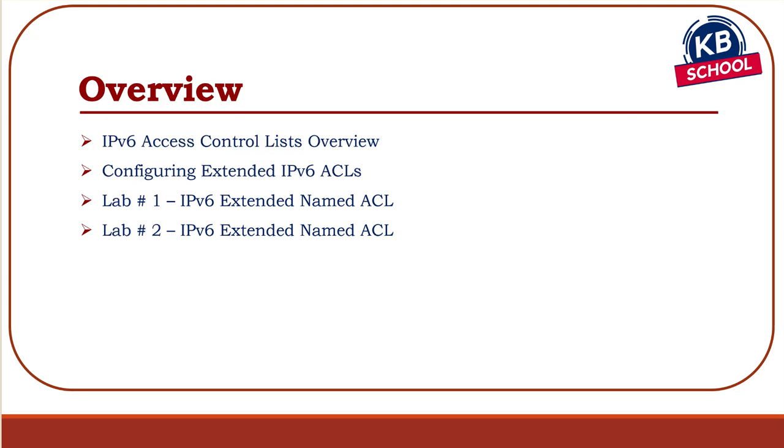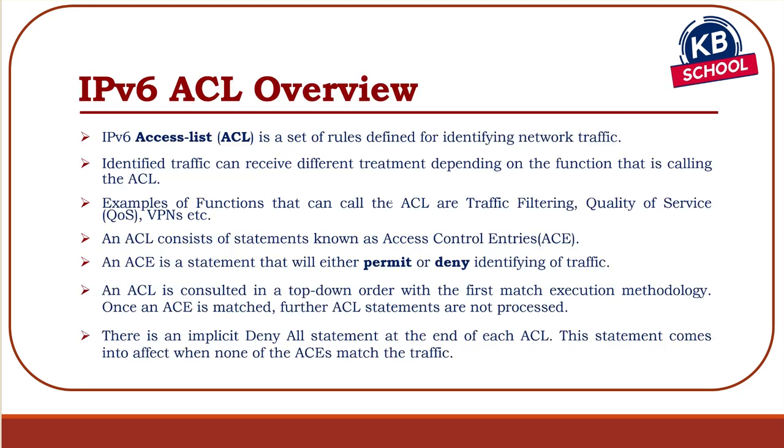All right, so just to take a look at the overview of it, what are the things that are similar and different between IPv4 and IPv6 ACLs? Again, just like IPv4 ACLs, it is a way of identifying network traffic. Once you have identified the network traffic using IPv6 ACLs, I can use it in different technologies like traffic filtering, one of the more common usages of ACLs. We can also use it for quality of service, which we'll discuss later on in this course. We can use it for VPNs as well.